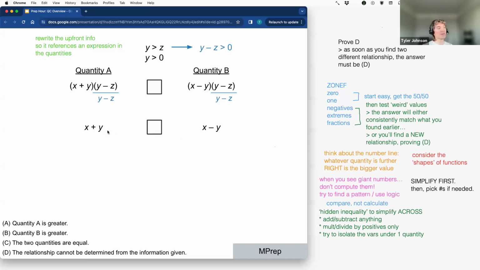But after doing so, we're left with X plus Y versus X minus Y. So go ahead and subtract those X's out. And then it's just Y versus negative Y. And guess what? We know Y is positive. That means quantity A is always bigger than quantity B.